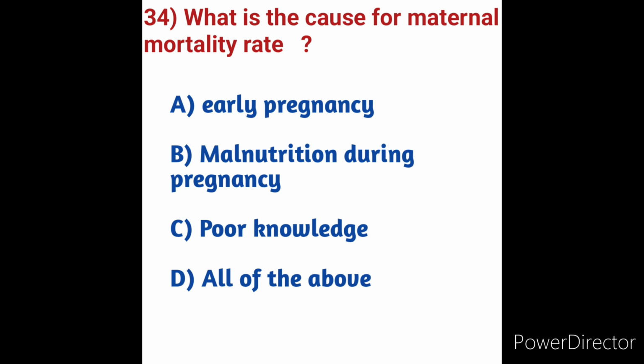The causes of the maternal mortality rate are severe bleeding, mostly bleeding after childbirth, infections, usually after childbirth, high blood pressure during pregnancy called preeclampsia, complications during delivery and unsafe abortion. So here the cause of maternal mortality rate is all of the above, early pregnancy, malnutrition during pregnancy and poor knowledge. So option D, all of the above, is the correct answer. Next we will move on to question number 35.